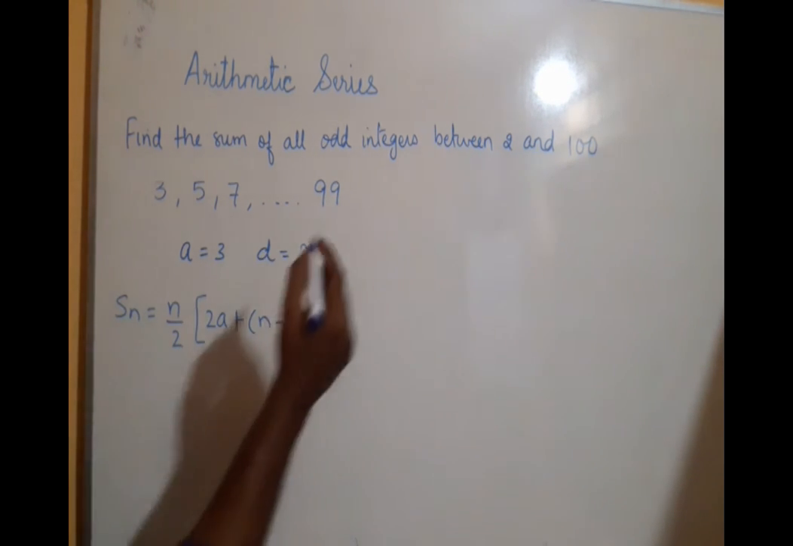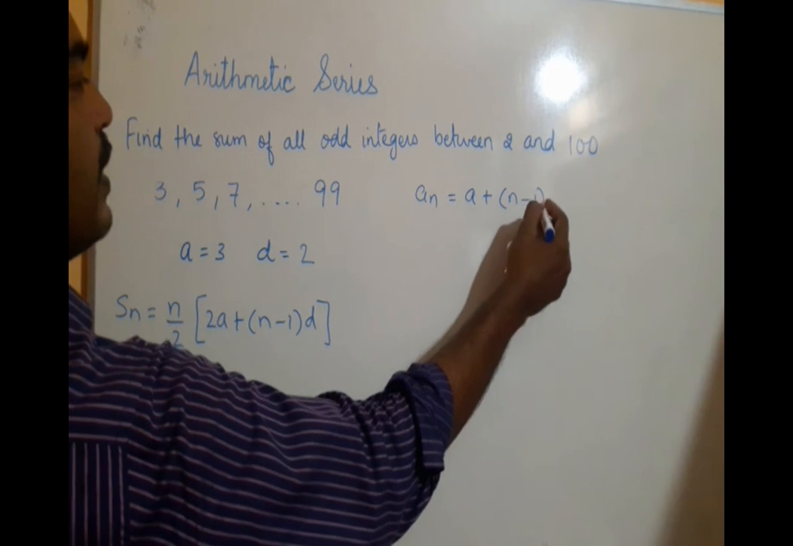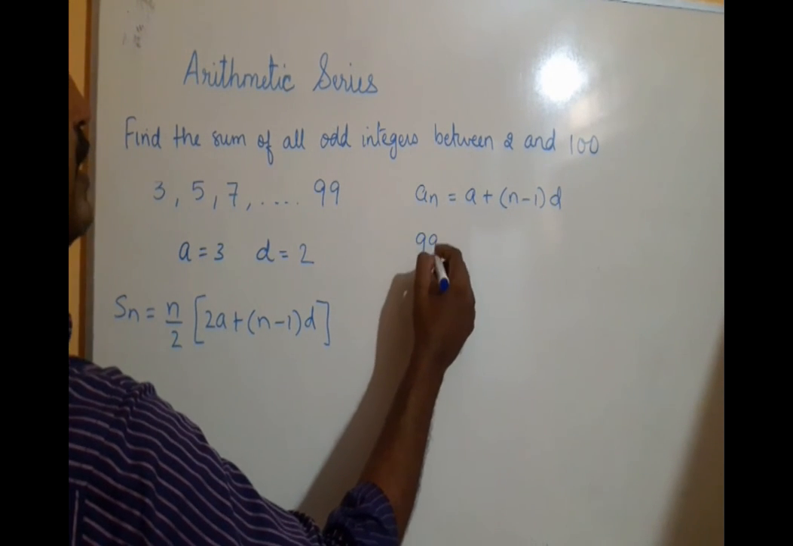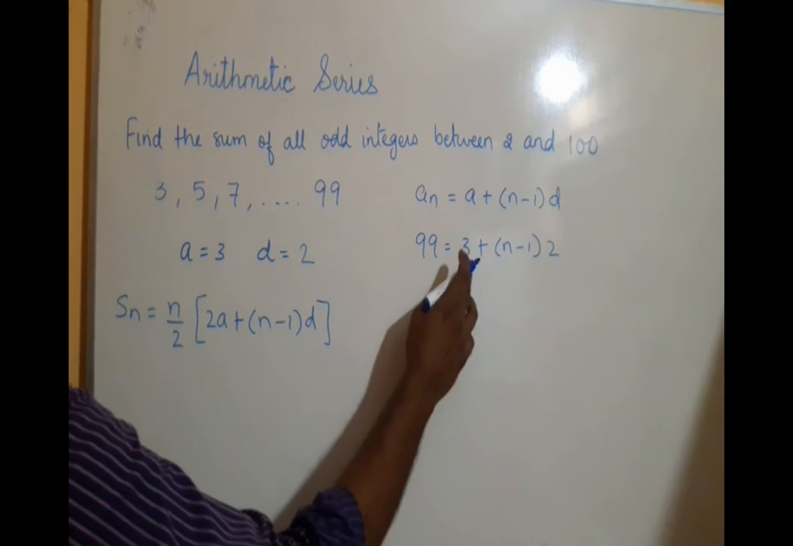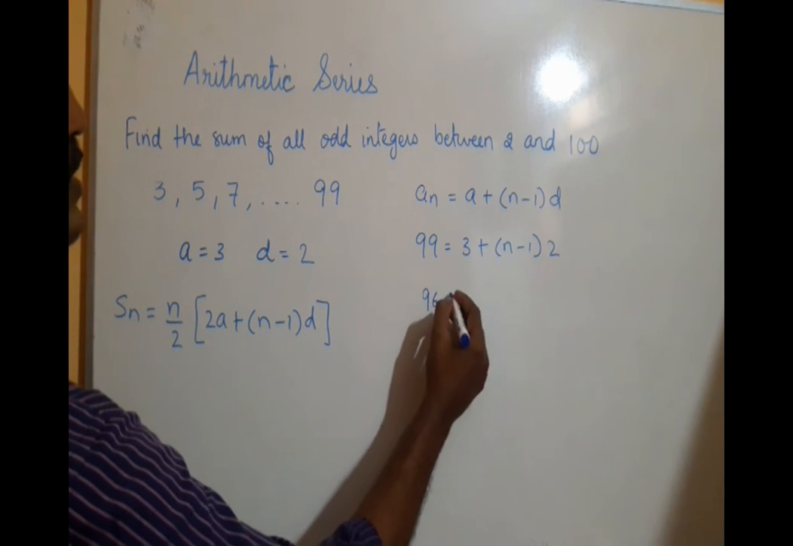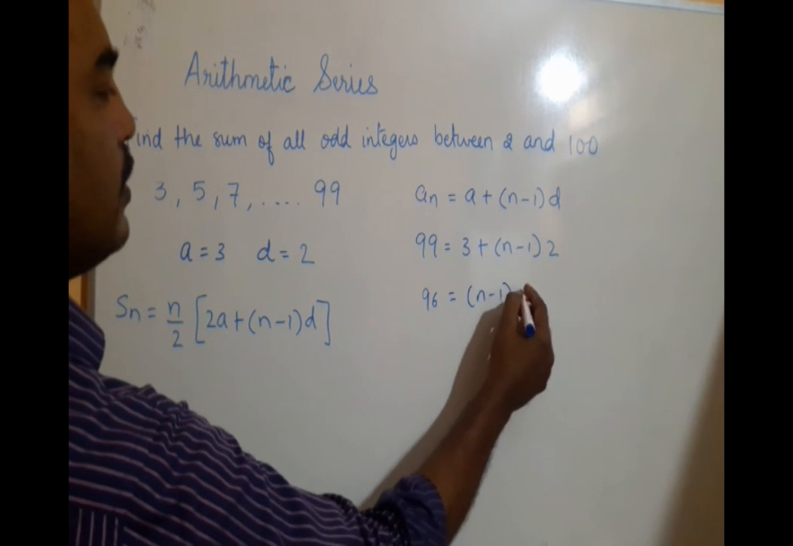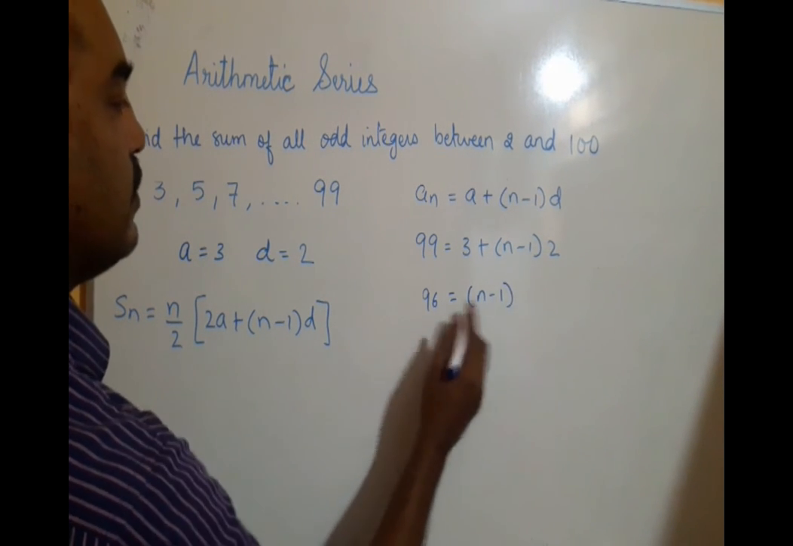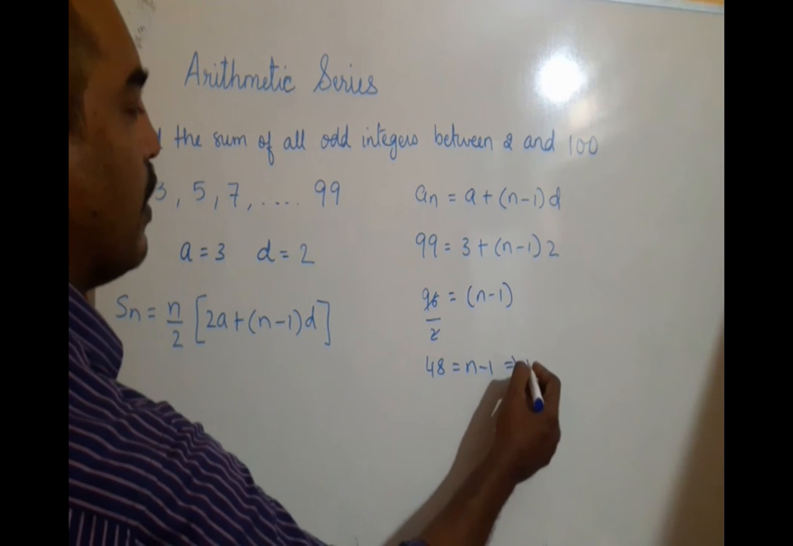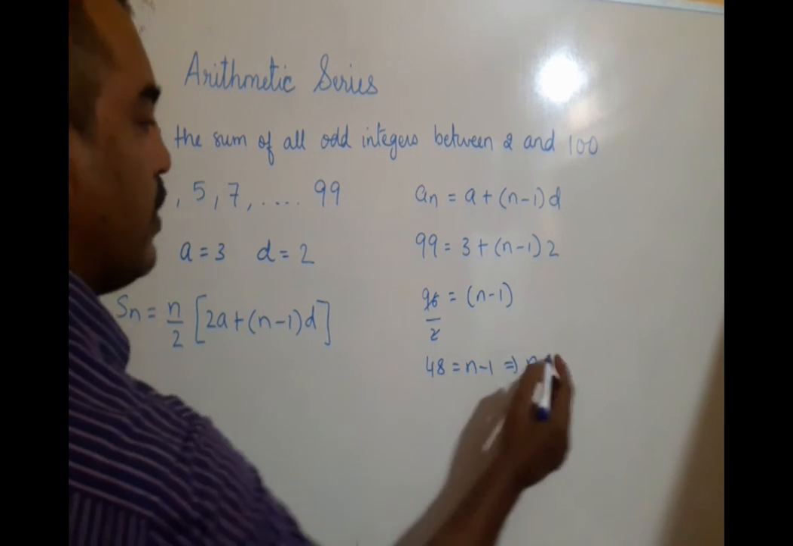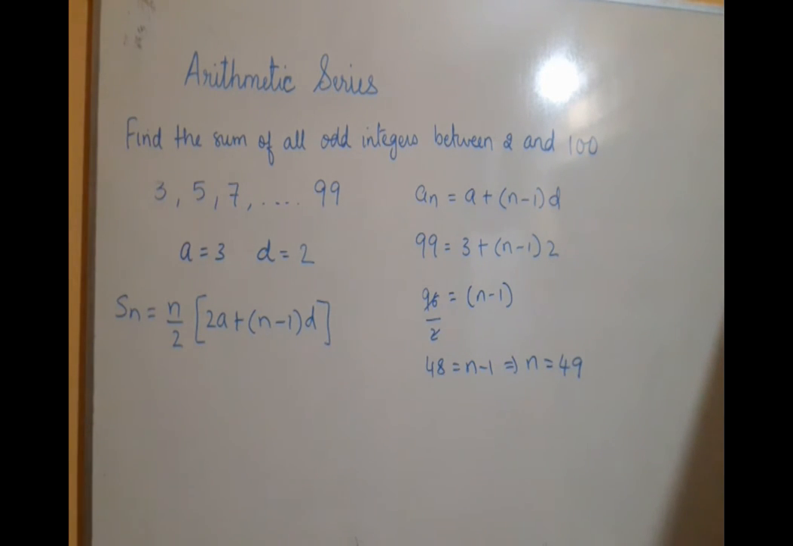So what will we do for that? For that we'll use the formula an equal to a plus n minus 1 D. So we know the term is 99, a is 3 and D is 2. So 99 minus 3 gives us 96. 96 is n minus 1 into 2. Bringing the 2 in division, we have 48 equal to n minus 1, which implies n equal to 48 plus 1. So n is 49. So 99 is the 49th term.